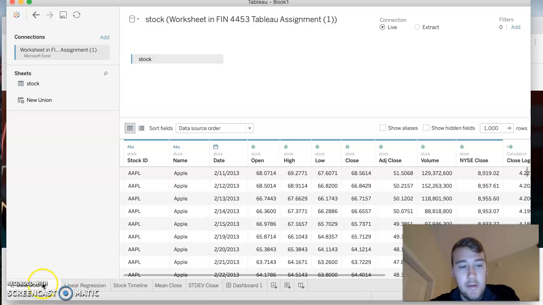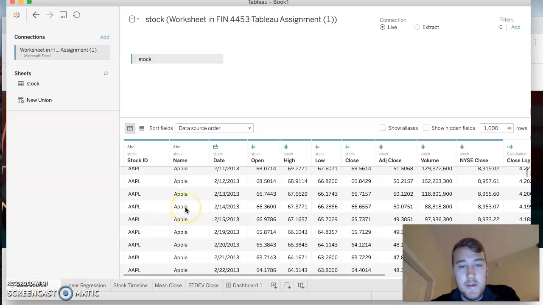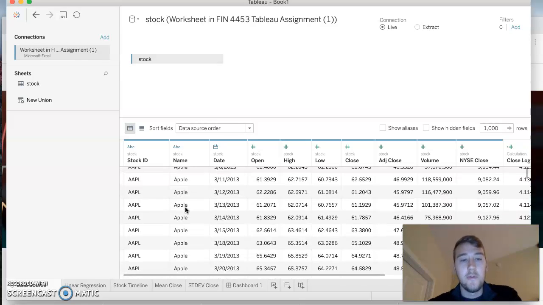Starting off with the first tab, we have here our data source. This is all the stock data we pulled to perform our project.